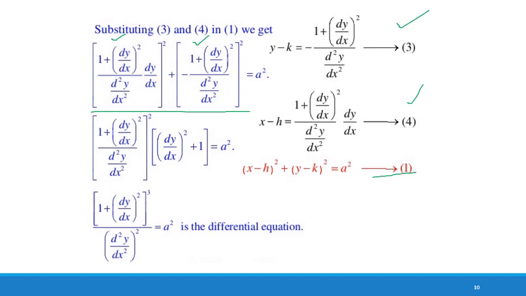So when we factor out this term from this equation, we are left with (dy by dx) whole square plus 1 is equal to a square. And when we simplify this equation, our desired differential equation is this.